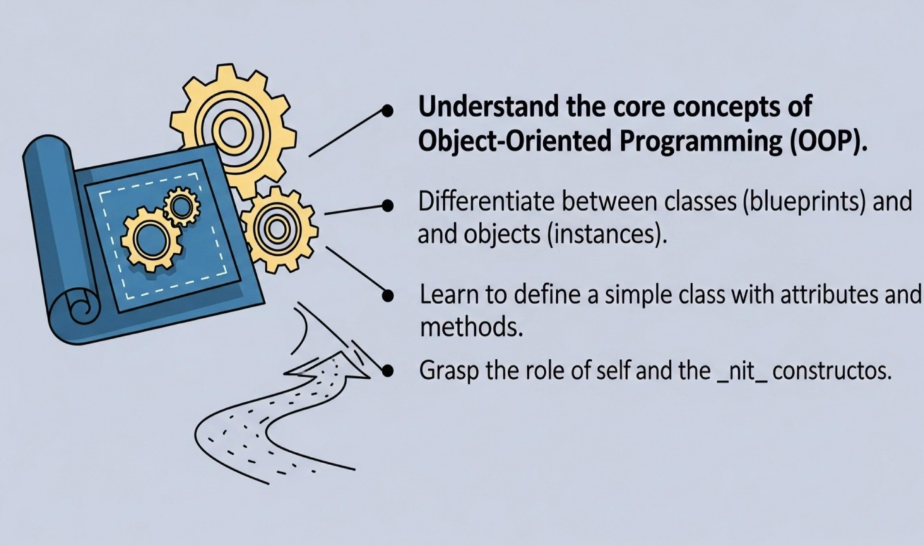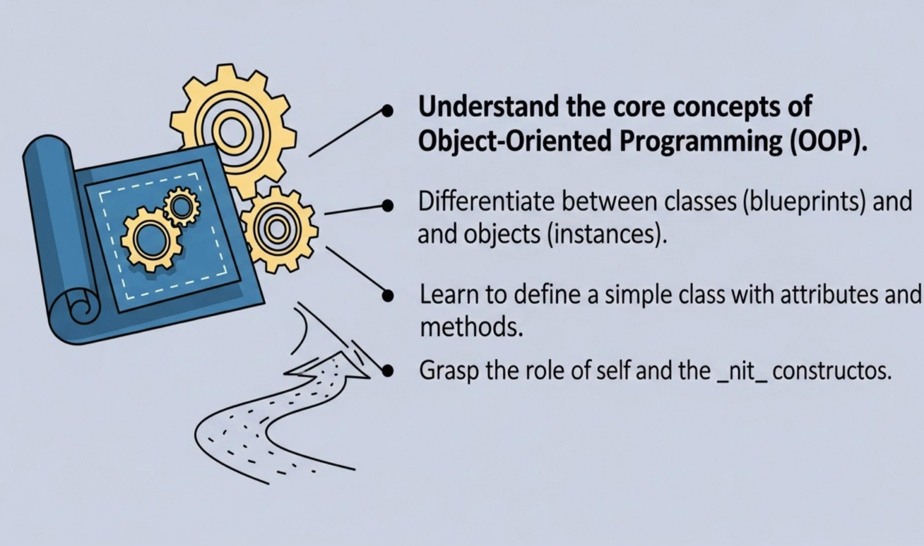Specifically, you will be able to understand the core principles that drive object-oriented programming, moving beyond just knowing what a variable is. You'll learn to clearly differentiate between classes, which act as blueprints, and the actual objects that are created from them, which are the instances. We'll also cover how to define a simple class yourself, complete with its unique attributes and the methods it can perform. And finally, you'll grasp the essential roles of both the self keyword and the __init__ constructor method, which are foundational to creating objects in Python.